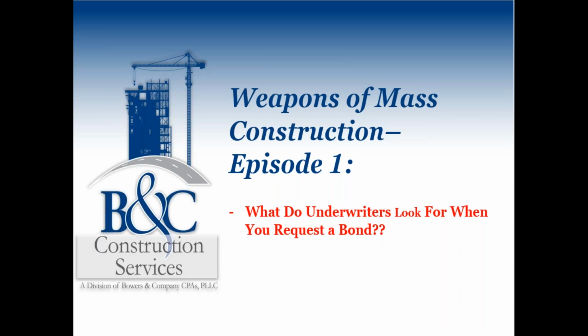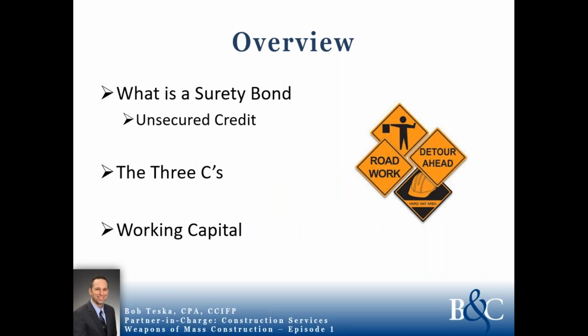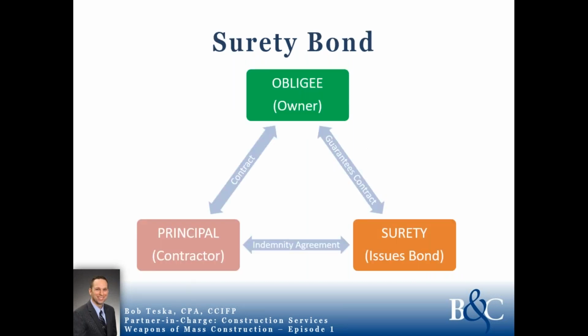What do underwriters look for when you request a bond? So just looking at what our overview will be today, we're going to go over briefly what a surety bond is and how that is unsecured credit, kind of like the credit card that you never want to use. Then we're going to look at the 3 C's, which are character, capital, and capacity. And then we're going to look at working capital and show how that's a measurement that comes right off of your balance sheet.